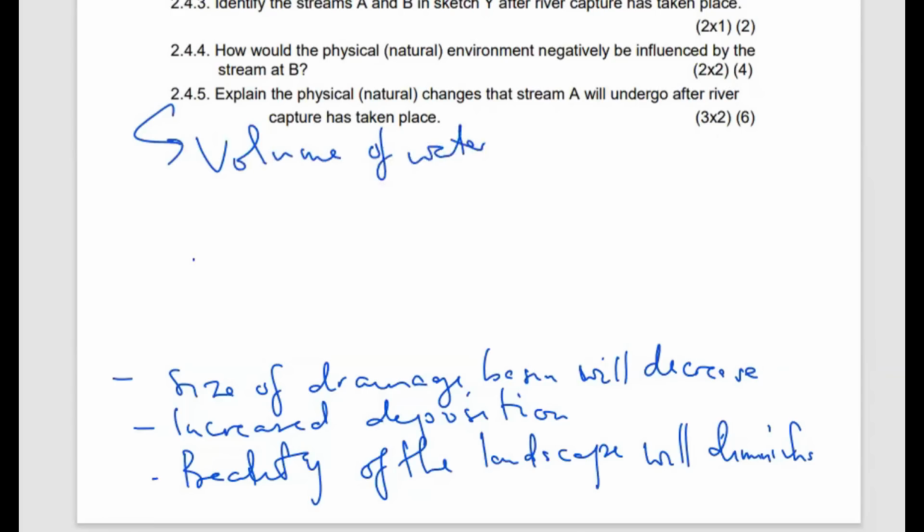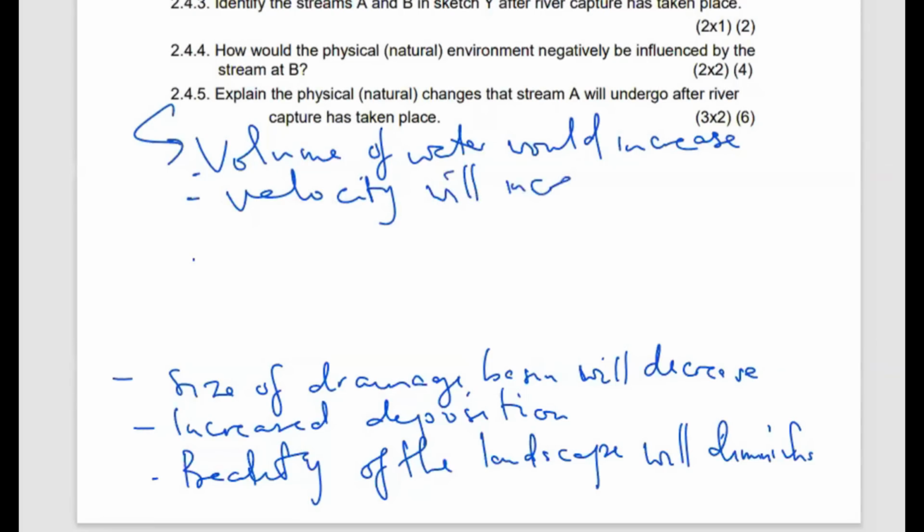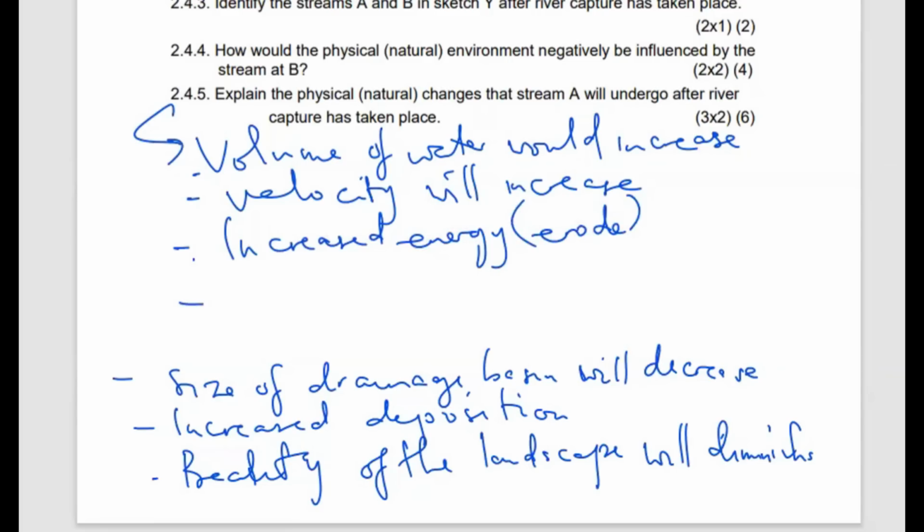Because it is now having an extra supply of water, its volume of water would increase. And besides the volume of water, we also look at the velocity. The speed at which the water is going to flow would also increase. Because of increased discharge, the velocity is also going to increase, and there will also be increased energy. The river will have increased energy to erode. There will be more erosion taking place because of extra energy gained from the extra discharge from the river which has been captured.